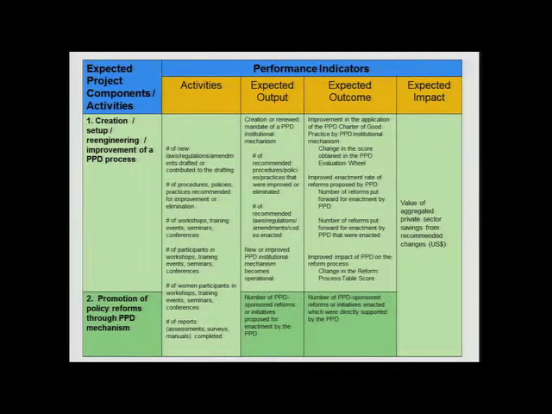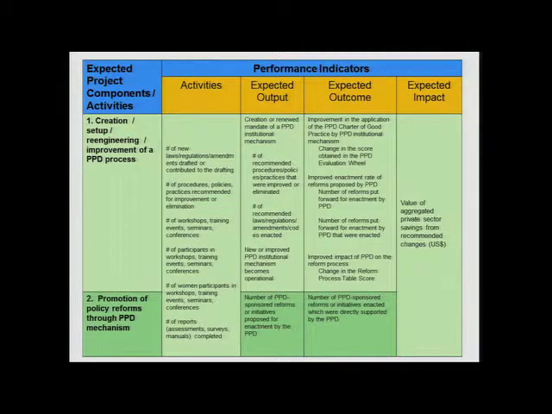You can also measure on the outcomes, very importantly, for these components, the impact of the PPD on the reform process. So you look at the change in the reform process table score. You can look at the ratio. You can take that from your PPD scorecard, and you can look at the number of reforms put forward for enactment by the PPD that were enacted. You can look at the enactment rate of the reform, and by taking those two numbers, the number of reforms put forward for enactment and the number of those that were enacted, you get a ratio.